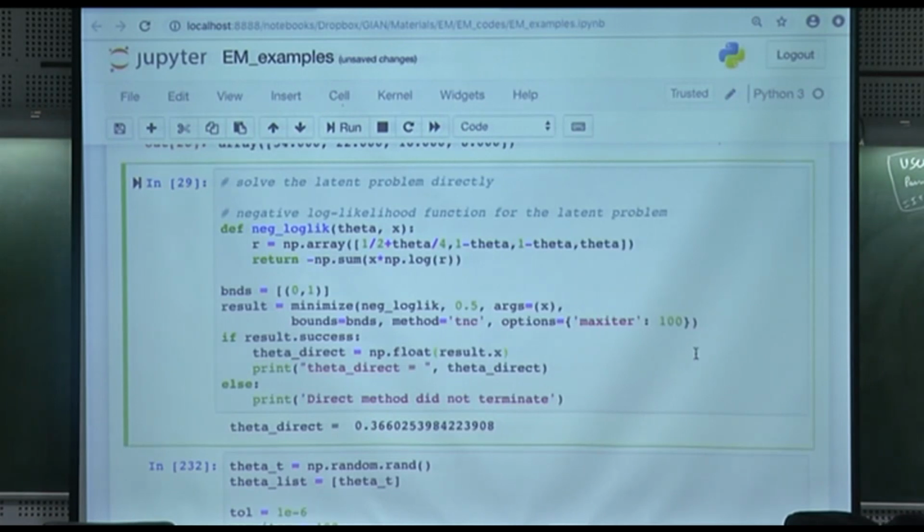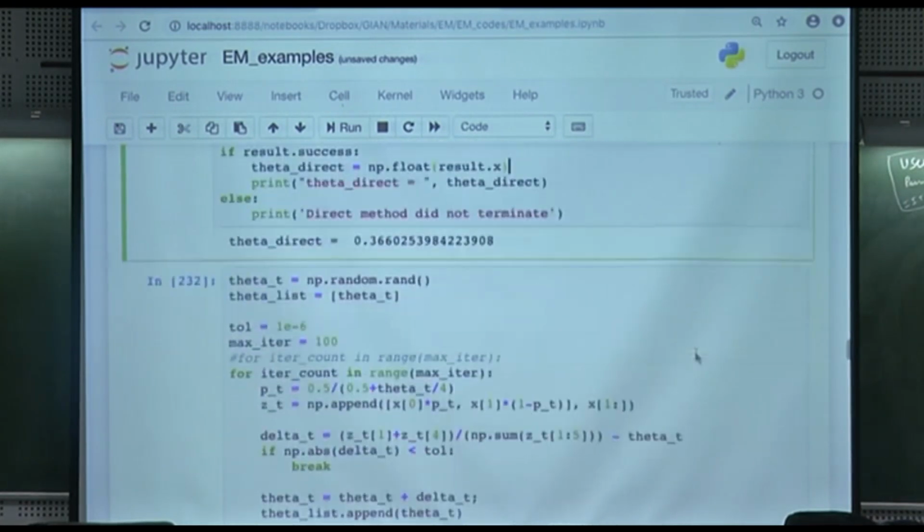This is the best one that it could. And it did actually terminate with a success. Otherwise, it would have given me an answer saying the direct method did not terminate. So the maximum likelihood estimate was that. Now, this time around, I am starting from a random theta. And I'm going to run the EM algorithm.